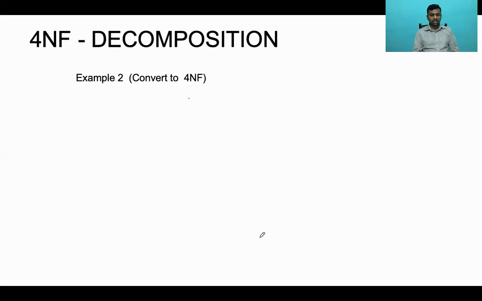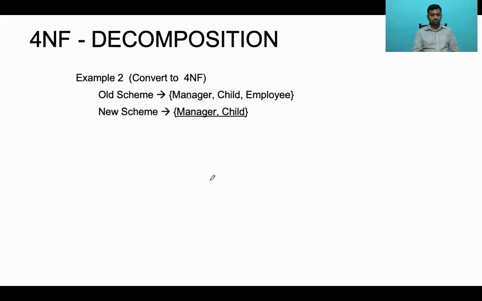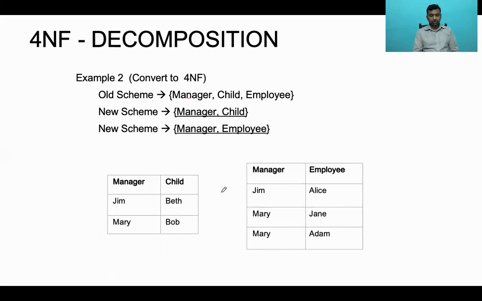Now what I do is decompose it, having manager, that is Jim and Mary, and child, and then next I make manager and employee. This is how I do it. Here employee is your primary key, which is not repeated. Nothing is repeated there. And here manager is your primary key. So now your problem is solved, right? Let us see what fifth normal form is.